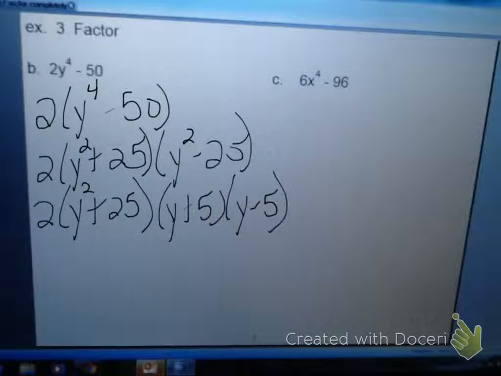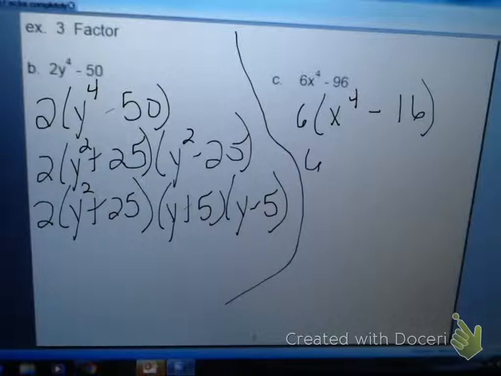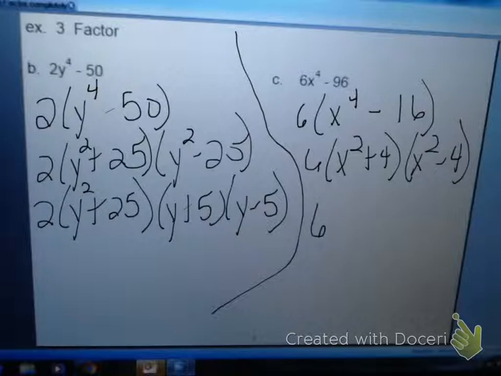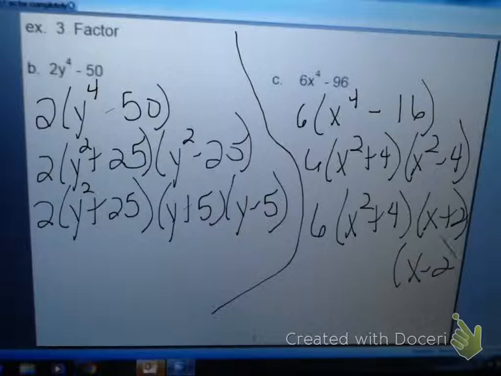Example C, I need to find a GCF. 6 goes into each term, and then that is a difference of two perfect squares. x squared plus 4 is prime, but x squared minus 4, that factors into x plus 2 times x minus 2.